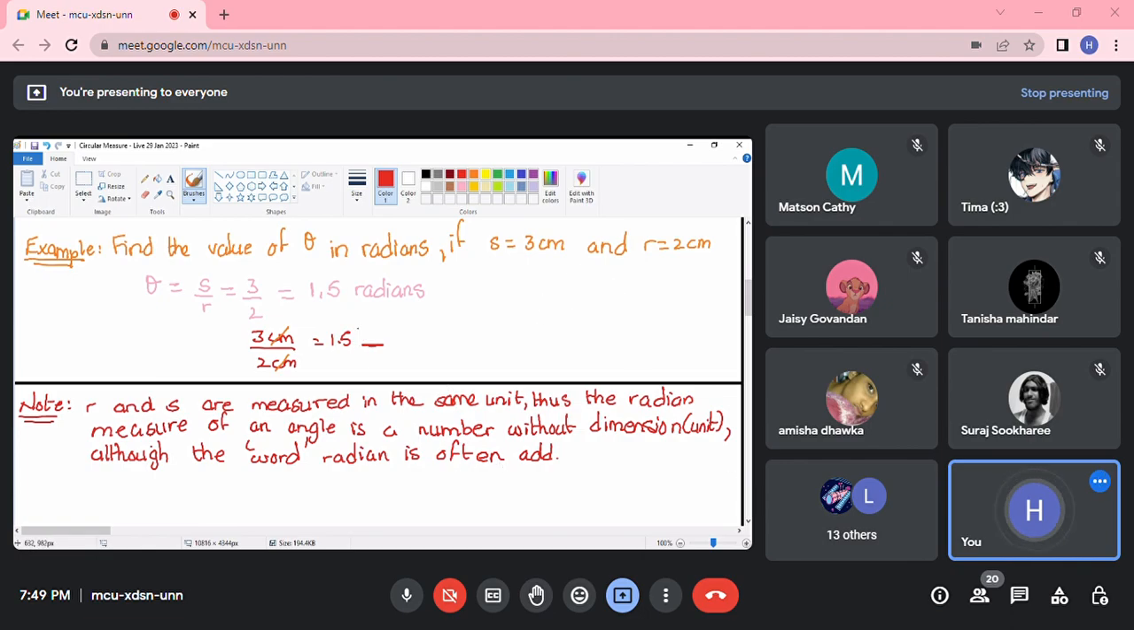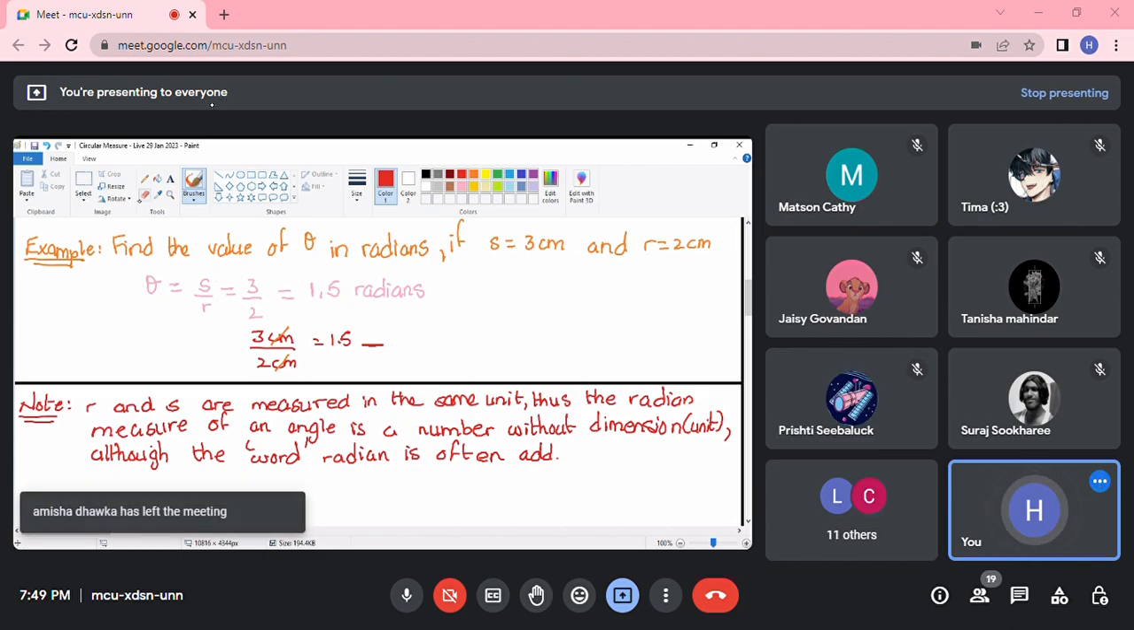Même s'il est dimensionless, that is, it does not have any unit or any dimension, we use the word radian to show the difference between c'est quoi radian et c'est quoi un degree. Now, next part, we will show the relation between the radian and the degree measure.